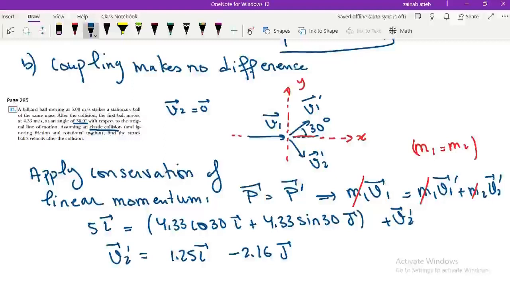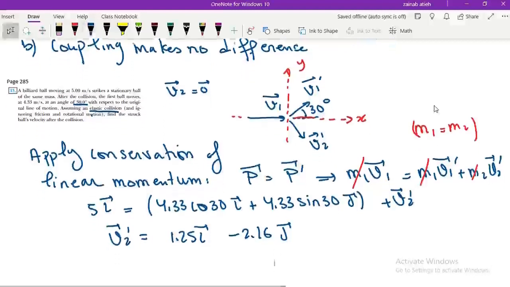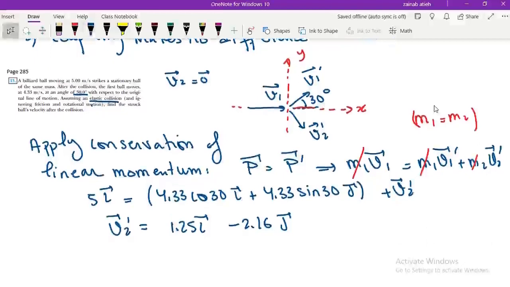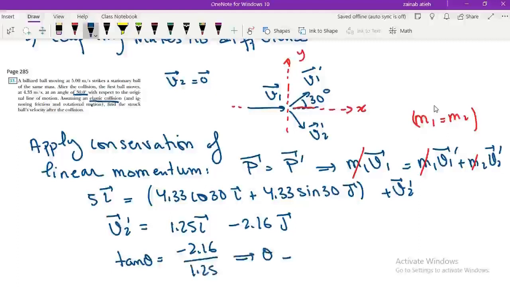If I'm searching for the angle, I can search for the angle between V2 prime and x-axis like this. So tangent theta is equal to minus 2.16 over 1.25. So I will get theta approximately minus 60. That means the angle between x-axis and V2 prime is minus 60 degrees.